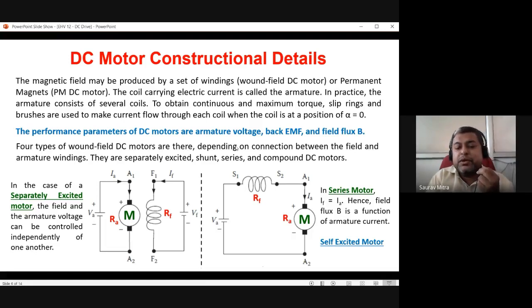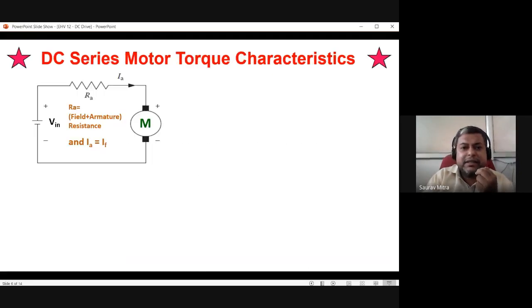So four types of motors generally we find. One is separately excited, one is self-excited DC series. Another case we will find is self-excited DC shunt, where the field coil and armature coil are in parallel. And another is compound. The compound motor is actually clubbing the advantages of the DC series motor and DC shunt motor. In compound also there are two types of compound motors: one is cumulative compound, one is differential compound. So we will see only the DC series motor, we are not going for the other things.